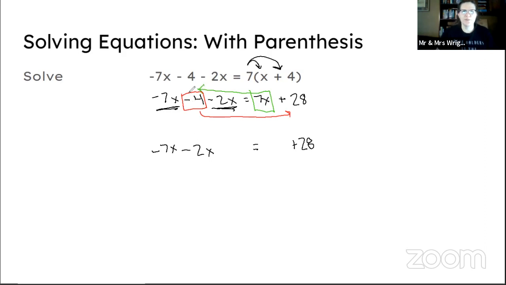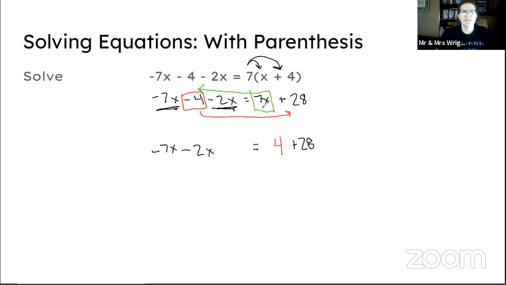I have a red pen in my hand, so I'm going to start with the constant this time. Negative 4, I want to move from the left side to the right side. And if it changes sides, if it crosses this equal sign, it has to change signs. So it's going to become a positive 4. I do not need to put a positive sign in front of it. It is implied.